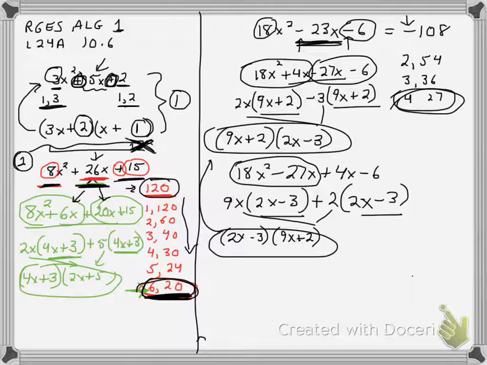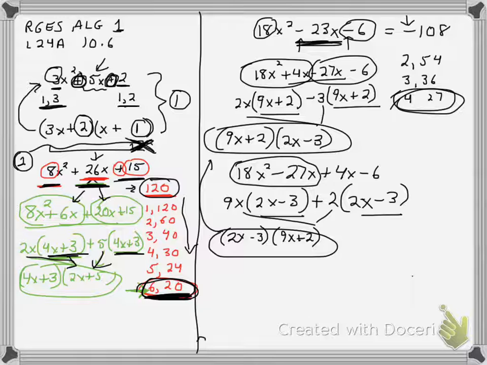We use our grouping. We factor each group of 2, or each pair. We'll take a 2x out, and we get that. We take a 5 out, and we'll get that for the second pair. And then we identify our common binomial, 4x plus 3, and what is left over makes up the second binomial. So here on the right side, I show you the example again.